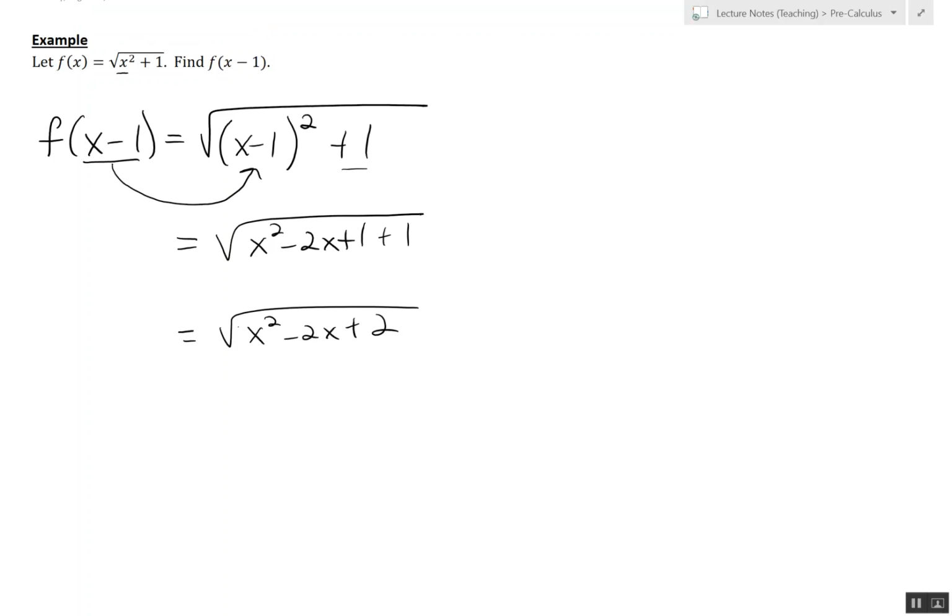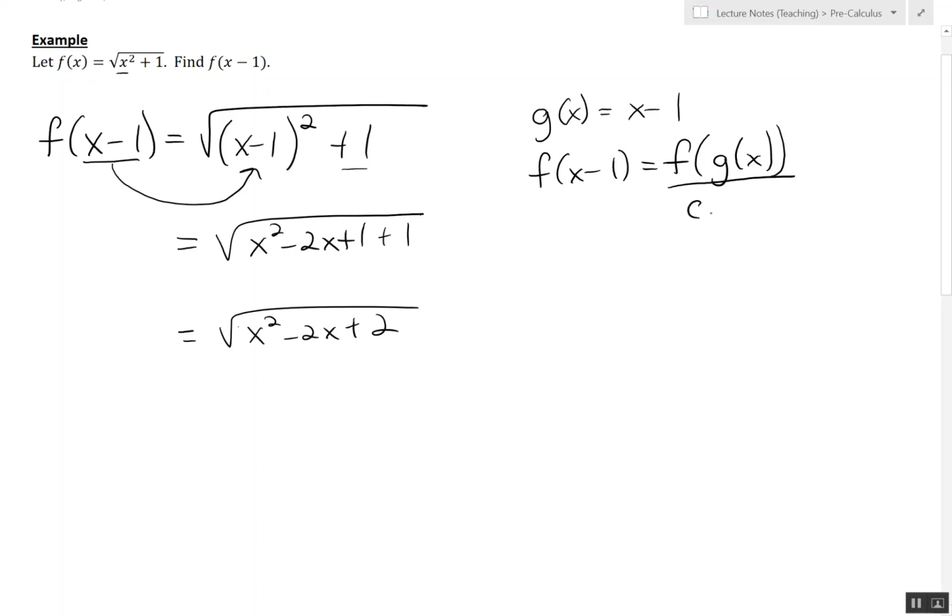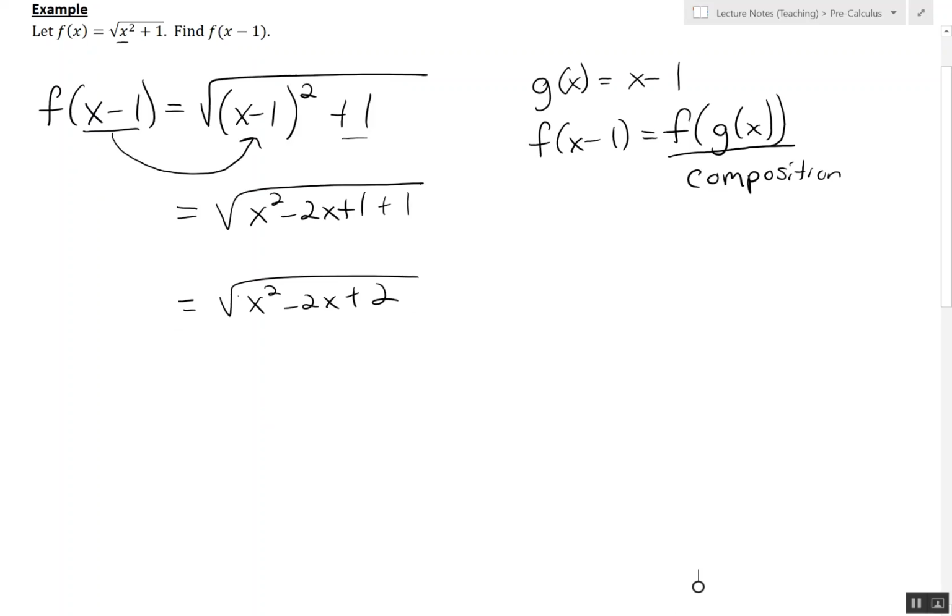So notice that we could have also done this. We could have let g of x, a second function, be x minus 1, since x minus 1 is just a line and all lines are functions. So notice then that f of x minus 1 is really f evaluated at the expression for g of x. And this is what's known as a composition of two functions. So a composition is when you take one function and evaluate it at the expression that defines another function.